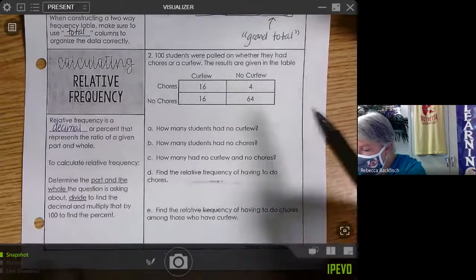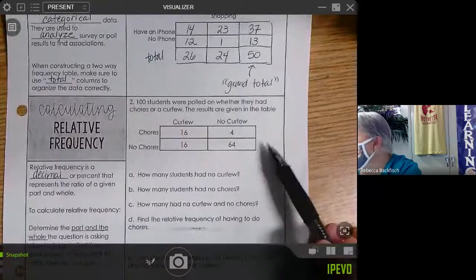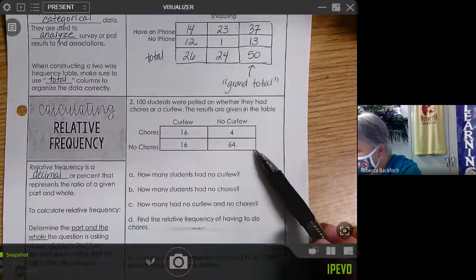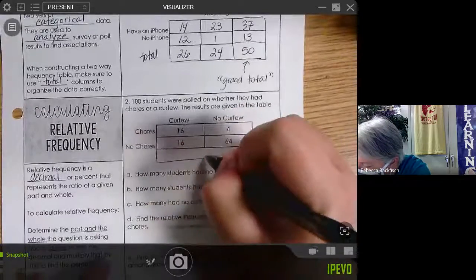Okay, so this two-way frequency table is filled out for me. This is a frequency table because it's numbers that are like a count. It's not decimals. 100 students were polled. Okay, let's go ahead and finish my columns and rows.